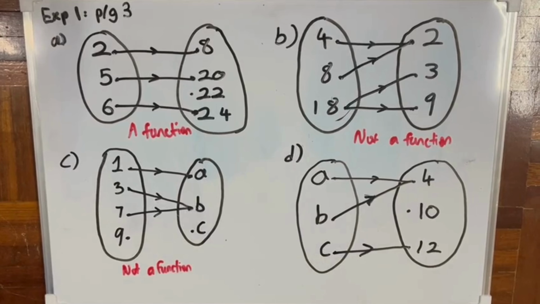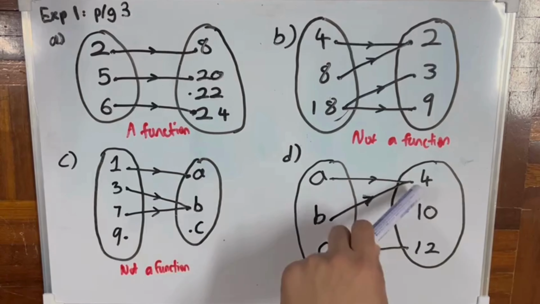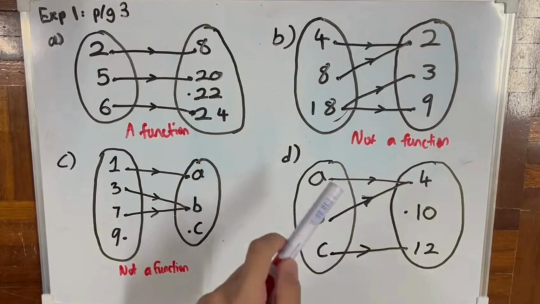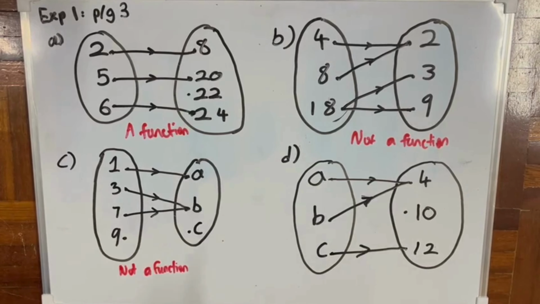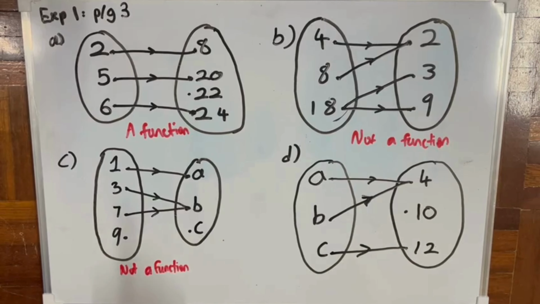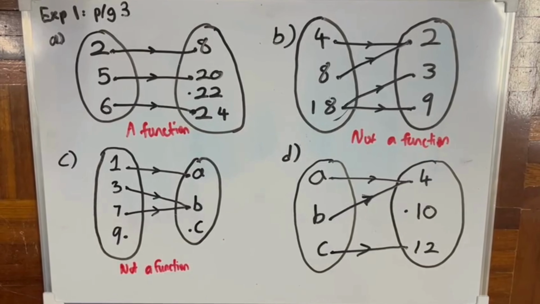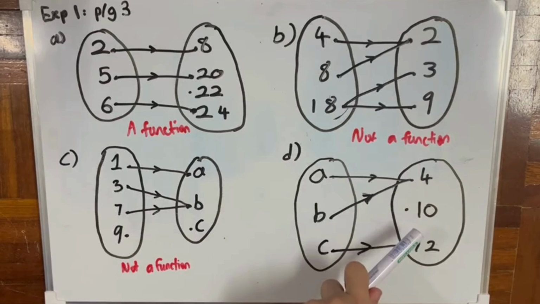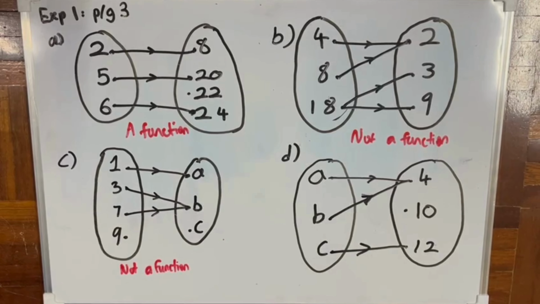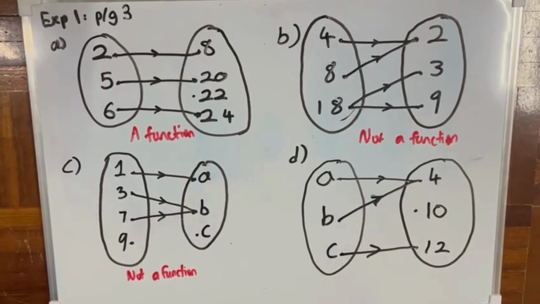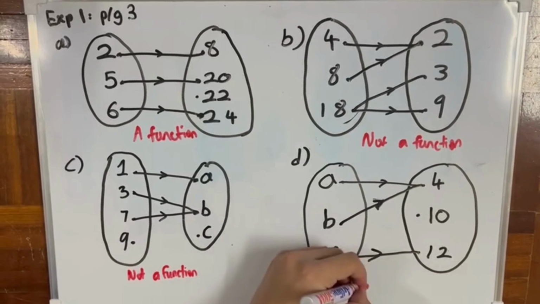Lastly, we have D. Now, we will look at this. A and B are mapping to 4. This is okay because two objects are mapping to one image. It qualifies the condition of one object must have one image. C mapping to 12 also satisfies the condition. But here, we have element 10, an image that doesn't have an object. It is okay because an image doesn't require an object to be a function. So therefore, this is a function.